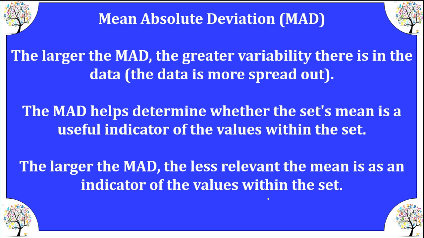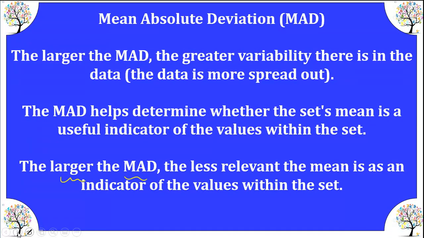In this part of the lesson, we're going to continue with a measure of variability called the mean absolute deviation, otherwise known as MAD. The MAD, again, is a measure that lets us know how spread apart our data is. The MAD helps determine whether the set's mean is a useful indicator of the values within the set. The larger the MAD, the less relevant the mean is as an indicator of the values within the set. So again, mean absolute deviation is a measure of variability.